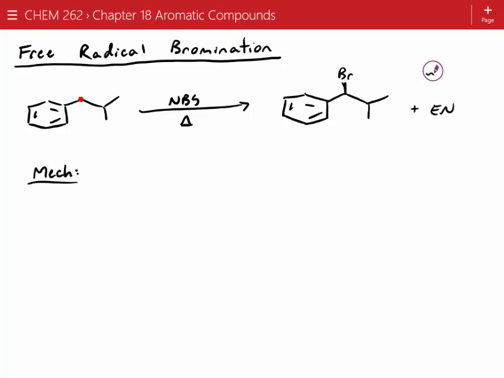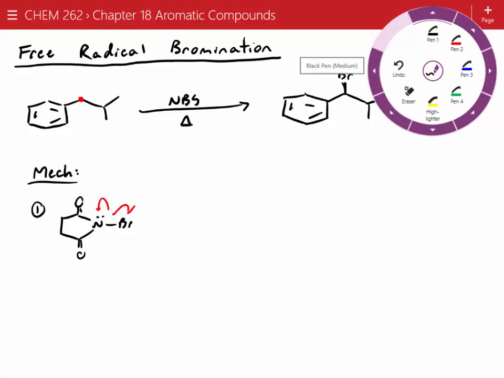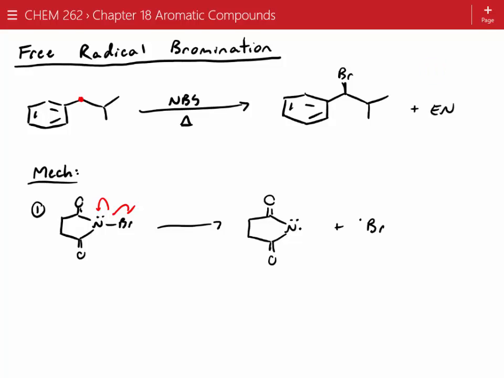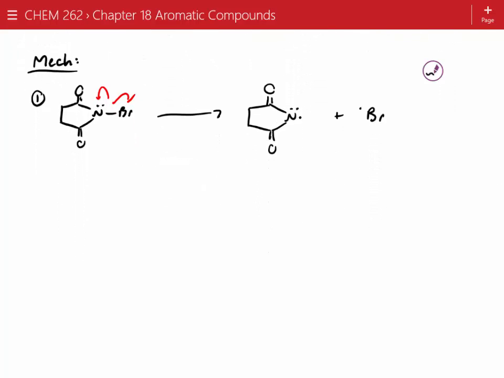So I'll do the mechanism for this one. What's the first step in any radical reaction? Initiation. So we take our NBS, and we pop off one electron to each side. So now we've got a nitrogen with a lone pair and a radical, plus our bromide radical. There we go. All right, the next step, step 2, will be our what?